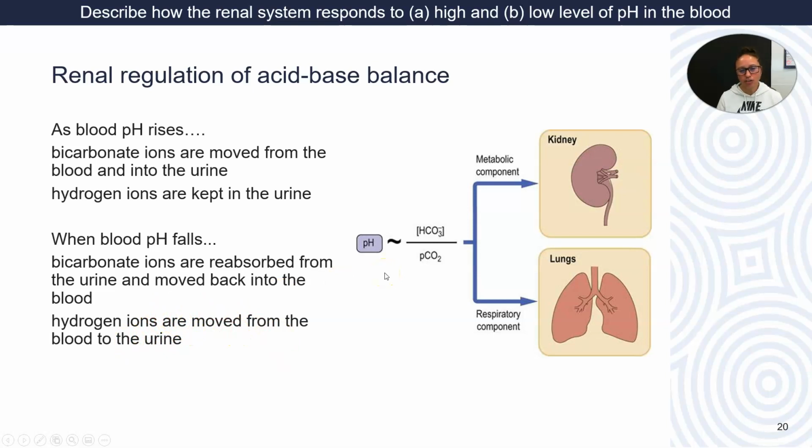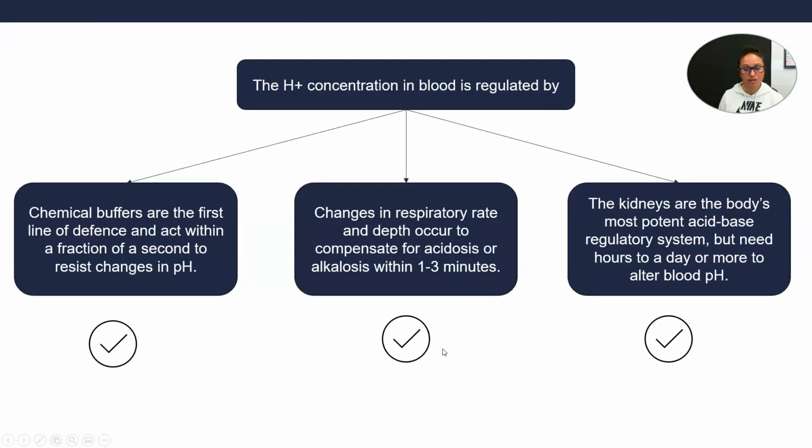So in order to have the right pH, you need to have the right number of bicarbonates and the right number of hydrogens, okay? So that's going to contribute to pH. So your kidney is going to deal with the bicarbonate ion part, whereas the lungs are responsible for dealing with the carbon dioxide part of pH, okay?